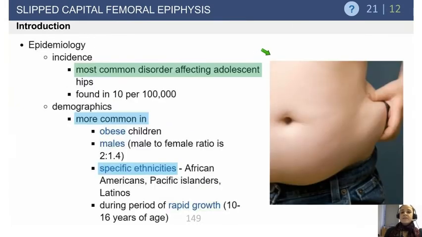It's the most common disorder that affects adolescent hips, occurs in 10 out of 100,000 patients. We see this more commonly in obese patients, and obesity is the biggest risk factor for this. Male to female ratio is about 3 to 2, and there are specific ethnicities, especially African Americans, in which this is more common. Typically, this occurs during periods of rapid growth, so adolescent patients are most commonly affected by this, typically between 10 and 16 years of age.